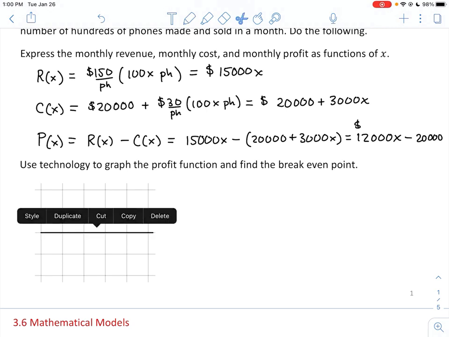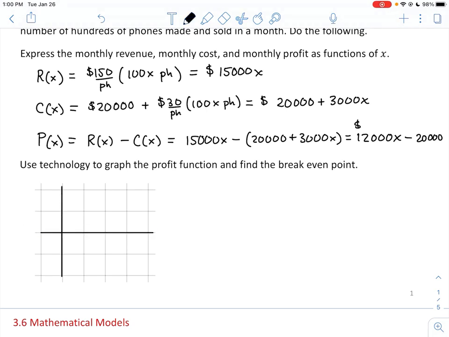I'll put our x-axis and our vertical axis, which is dollars. Let's go with a scale, put the negative 20,000 right here. So this is one point on our line.